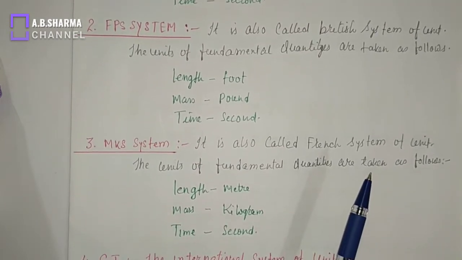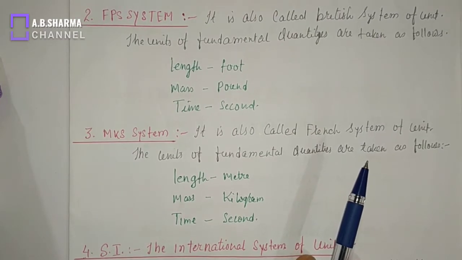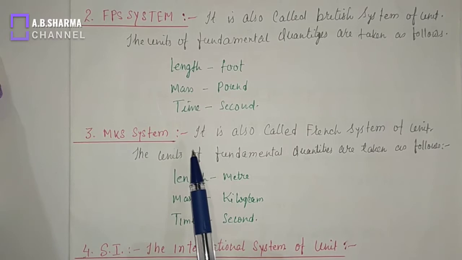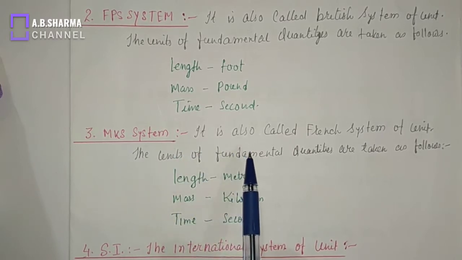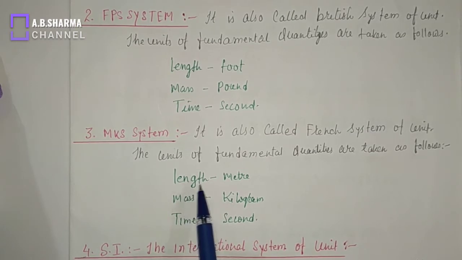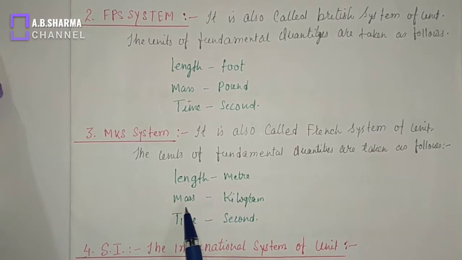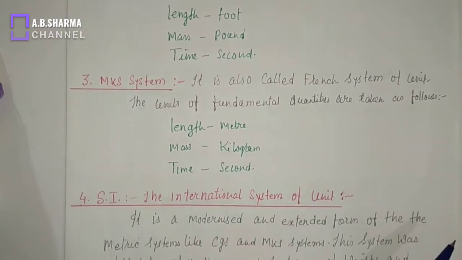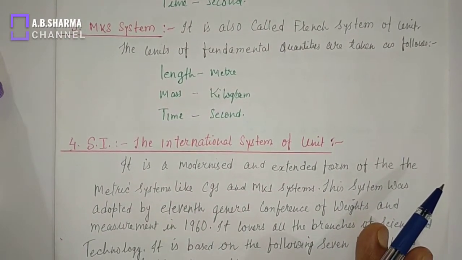And lastly the MKS system. This is the advanced form of the CGS system. It is also called the French system of unit, and the units of fundamental quantities are taken as: unit of length meter, mass kilogram, time second. And lastly the advanced system was the SI system of unit.